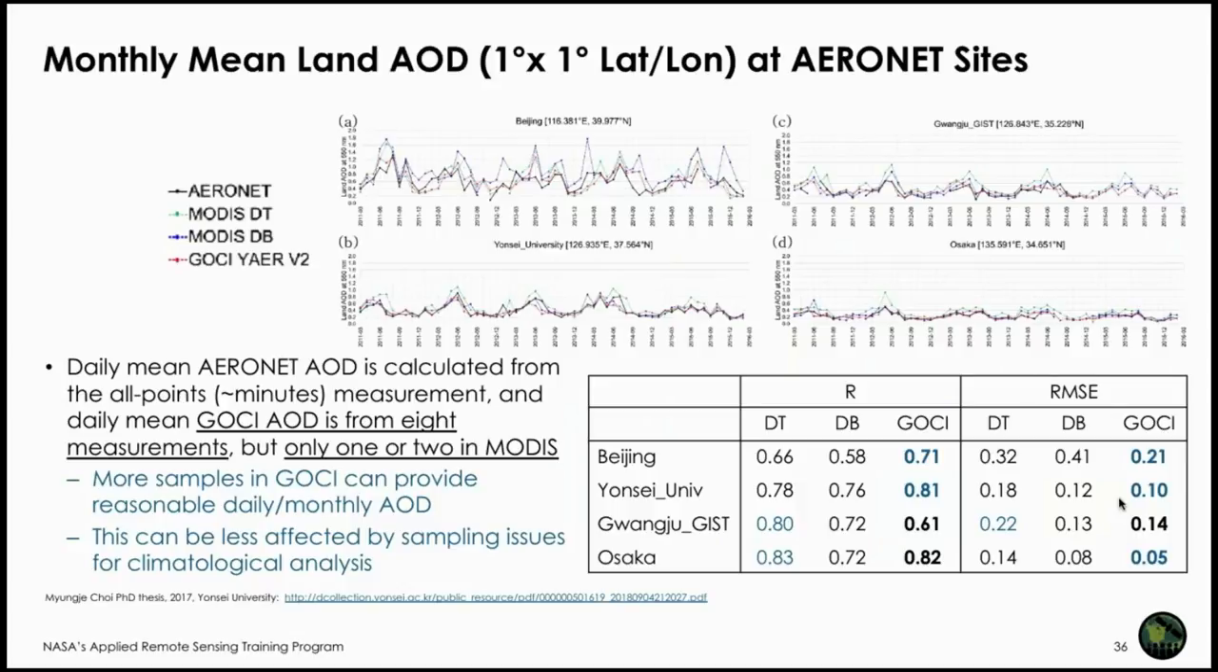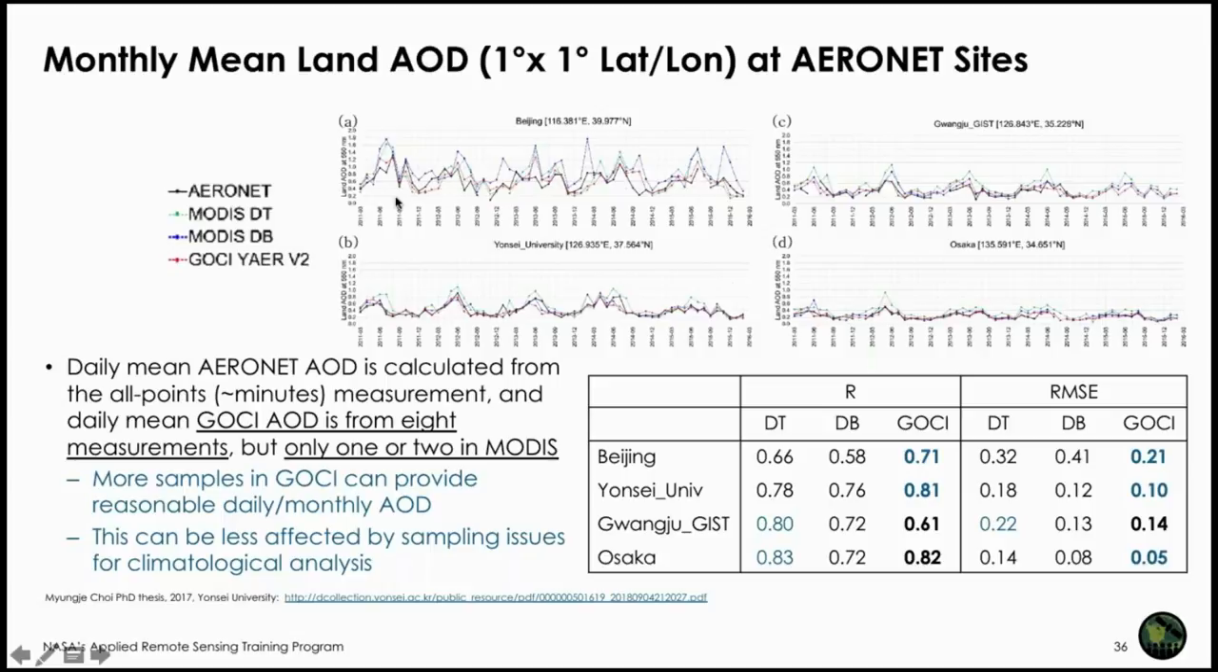The daily mean AERONET AOD can be calculated from all points. All points means several-minute temporal resolution measurements, and the daily mean AOD from GOCI is from 8 measurements during a day, but only 1 or 2 are available in MODIS. It means that more samples in GOCI can provide reasonable daily and monthly AOD, and this can be less affected by sampling issues for climatological analysis of aerosols.